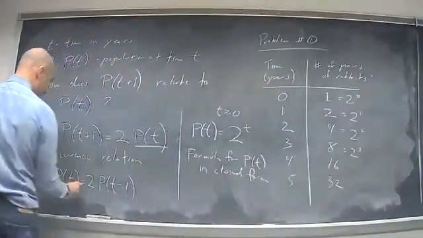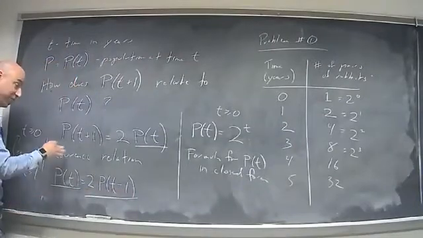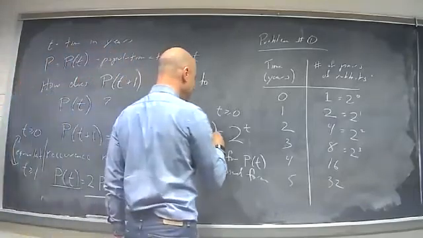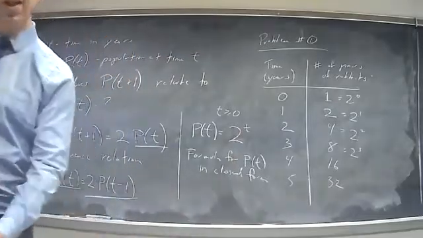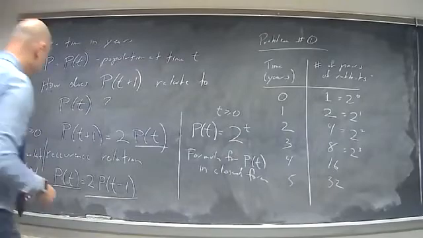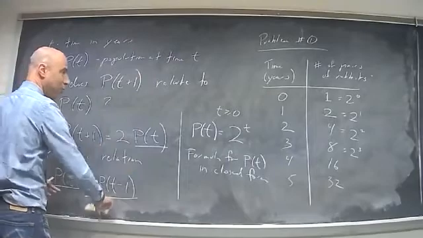So here we have a formula for P of t. 2 times P of t minus 1, that is a recurrence relation. And here we have a formula P of t equals 2 to the t. This is in closed form. Hopefully, we can consider the various merits, what's better about each one of these forms.